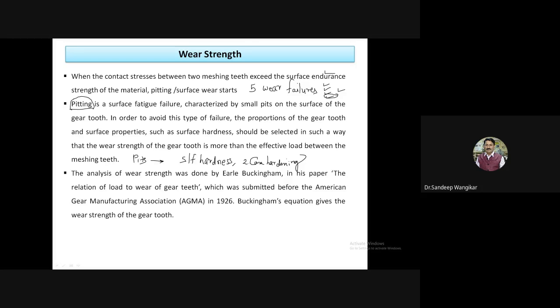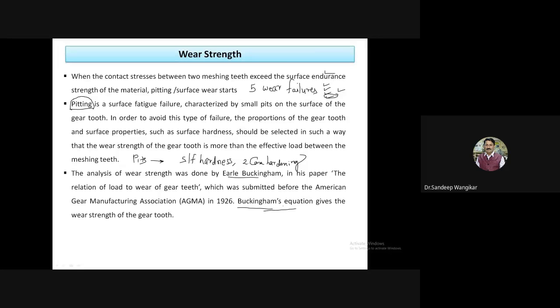The analysis of wear strength was first done by Earle Buckingham. In the paper, The Relation of Load to Wear of Gear Teeth, submitted to AGMA, the American Gear Manufacturers Association, in 1926. Even now, the wear strength equation is called Buckingham's equation for wear strength. When failure occurs due to surface destruction, pitting or surface wear, it is considered under wear strength. The first analysis of this strength was made by Earle Buckingham, therefore the equation is called Buckingham's equation.